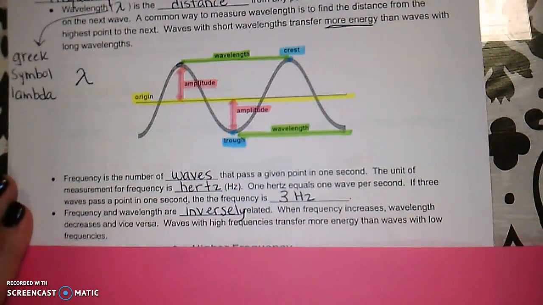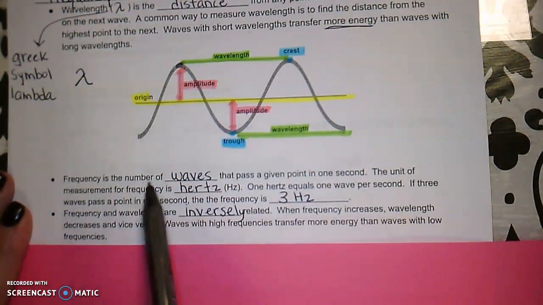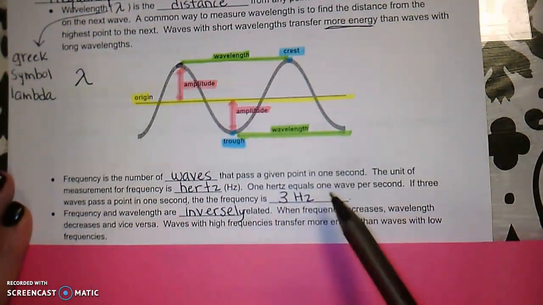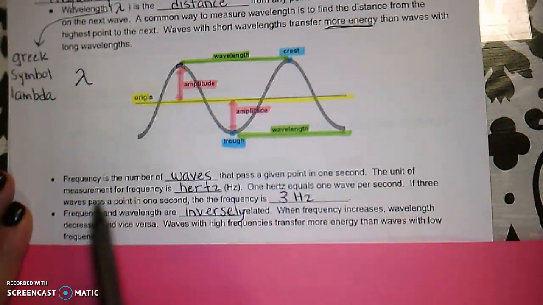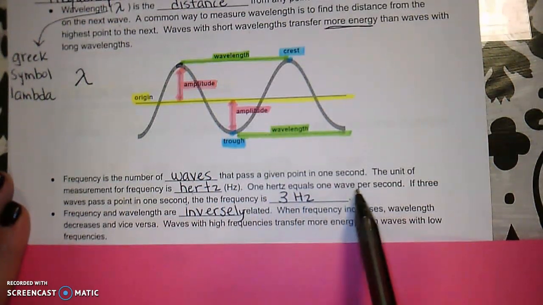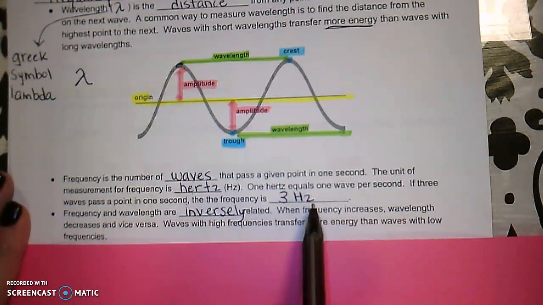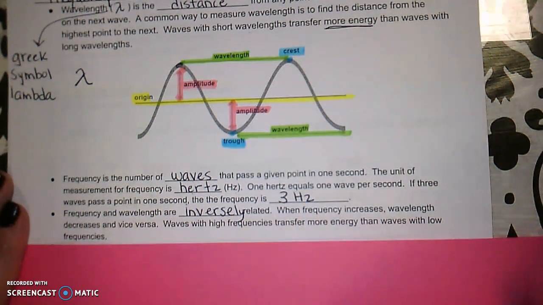Now, frequency is how often something occurs. So in terms of waves, frequency is the number of waves that pass a point in 1 second. The unit measurement for frequency is hertz, Hz. 1 hertz equals 1 wave per second. If 3 waves pass a point in 1 second, then the frequency is 3 hertz. And my memory trick for that is if something has a very high frequency, like a microphone, when it gets too close to the speaker, it makes that really high pitch sound. Then it has a high frequency, and we say it hurts our ears because the unit for frequency is hertz.